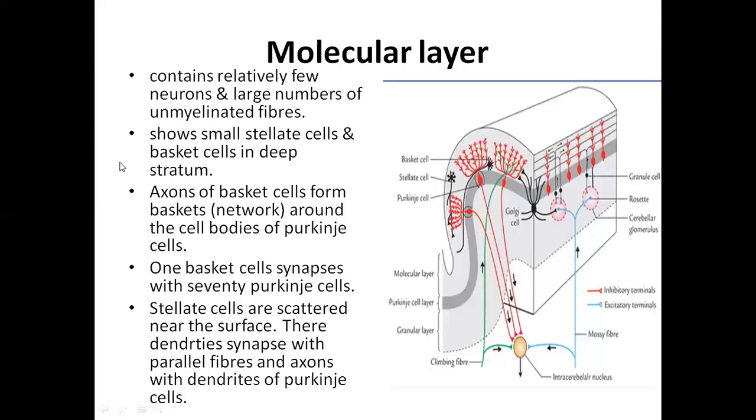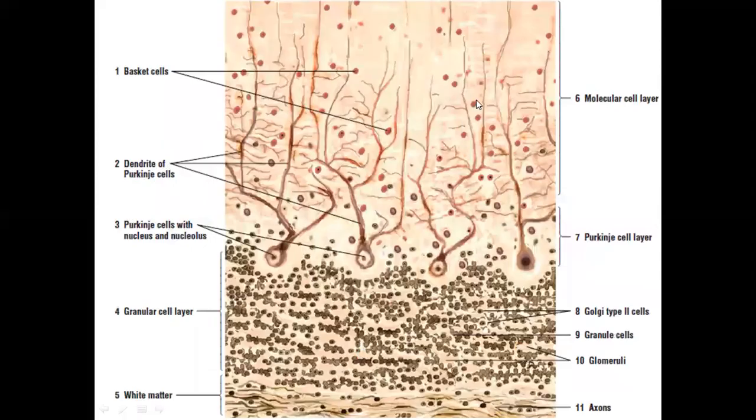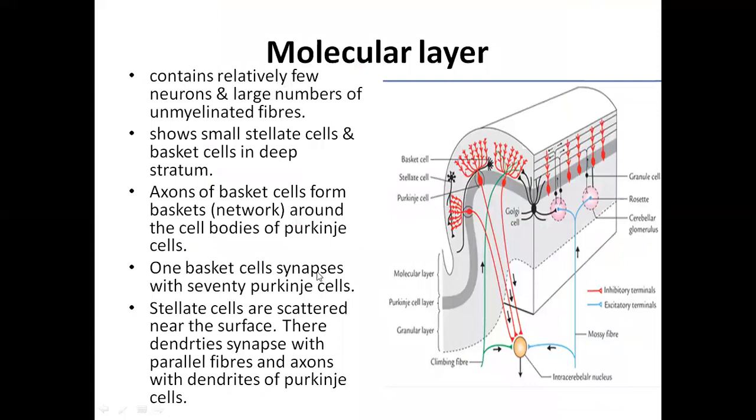Now let us elaborate these MPG layers. The first layer, the molecular layer, contains relatively few neurons and a large number of unmyelinated fibers. It shows small stellate cells and basket cells in the deep stratum. Axons of basket cells form a network around the Purkinje cells, something like this. Red in color are Purkinje cells. In between I have shown you basket cells, which we find in the molecular layer. One basket cell synapses with 70 Purkinje cells.